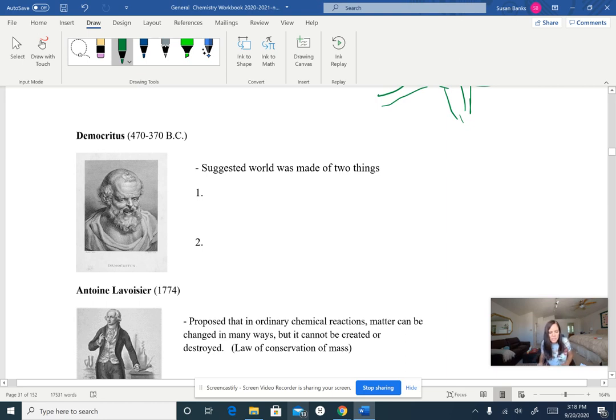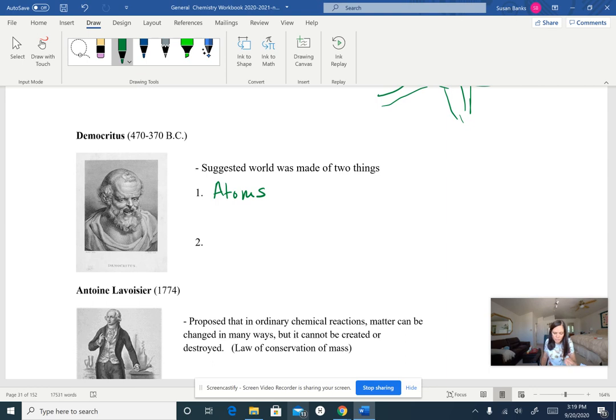Okay, Democritus, better known for his political theory of democracy, which we in this country use for our form of government, modified a little bit from what Democritus proposed. Anyway, Democritus proposed that the world was made of two things. He proposed that it was made of atoms, and his idea of atoms was more of a thought experiment.